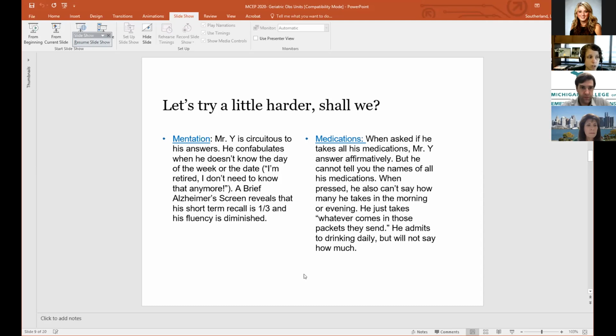Fluency is another quick test. These are geriatric things, but they are little things you can do, and there are lots of quick cognitive screens for the emergency department. So he's got some cognitive difficulties.